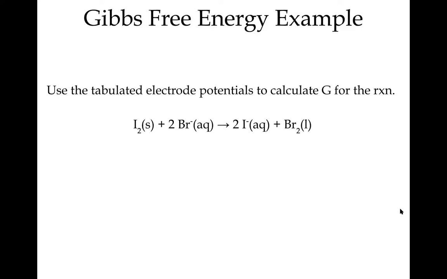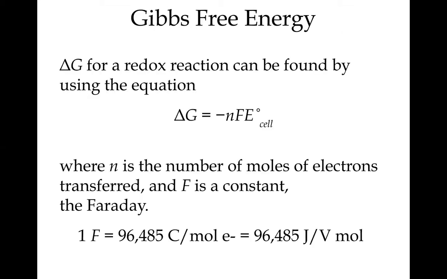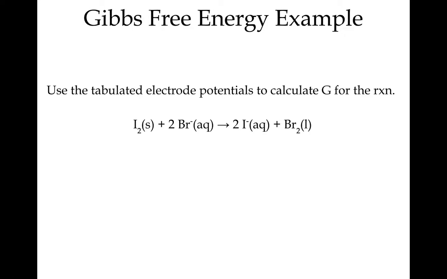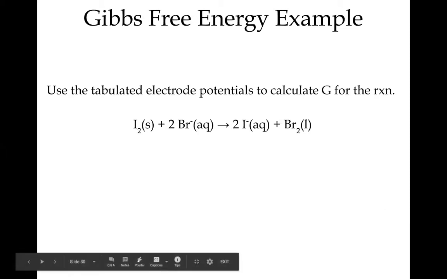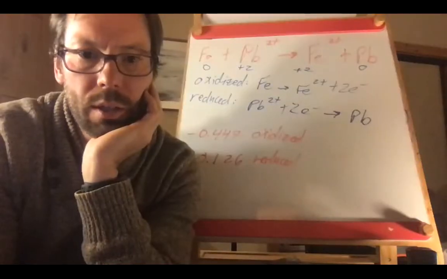Okay, so use the tabulated electrode potentials, or cell potentials, to calculate delta G for this reaction. Remember, go back if you need to look at this equation. You already have the Faraday constant. You have to look at the coefficients to figure out what your moles are going to be, and see if you can solve this. We'll pause it and see what you come up with.